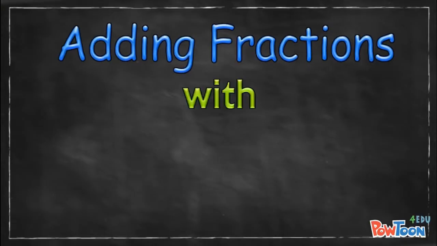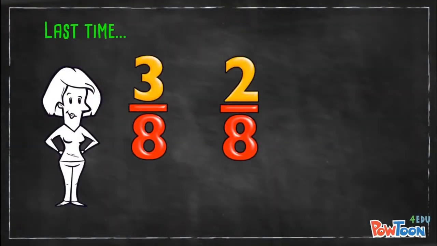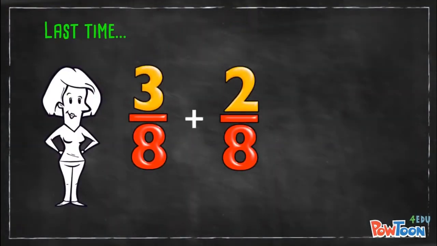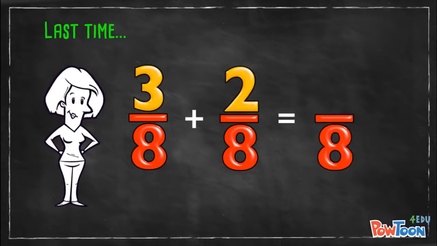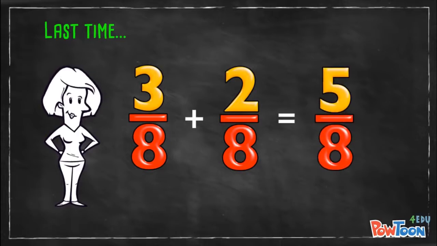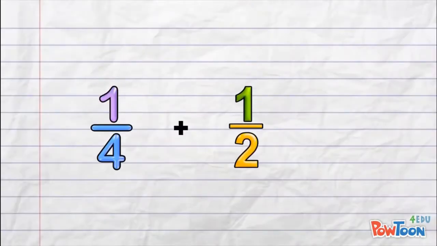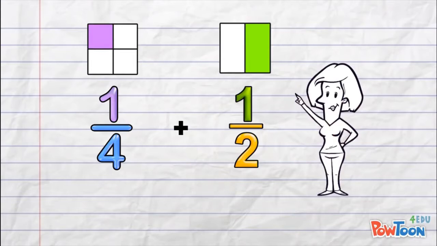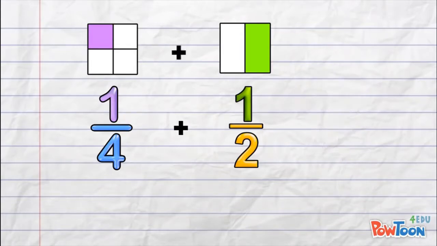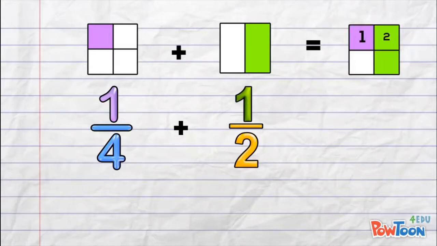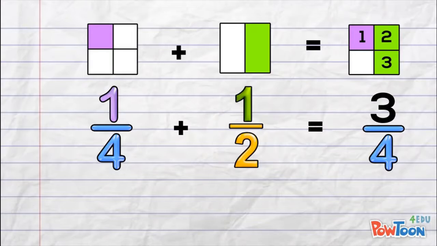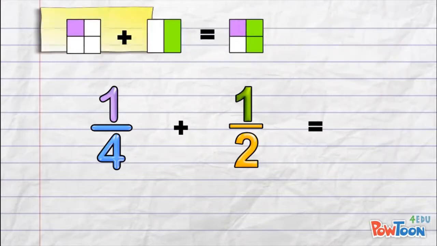Adding fractions with different denominators. Last time, when we added fractions that have a common denominator, we learned that we keep the denominator and just add the numerators. That's easy enough. This time, we'll add these fractions with different denominators. Here's a diagram to represent each fraction. And you can see that if we add these together using the diagrams, this is what we get. 1, 2, 3 quarters. Let's save that up here on a note.